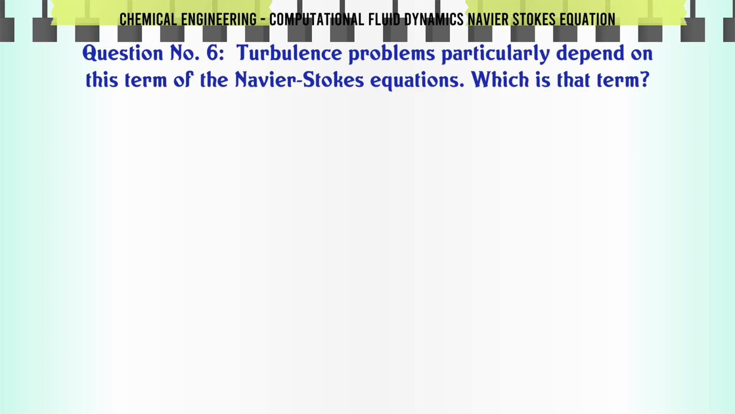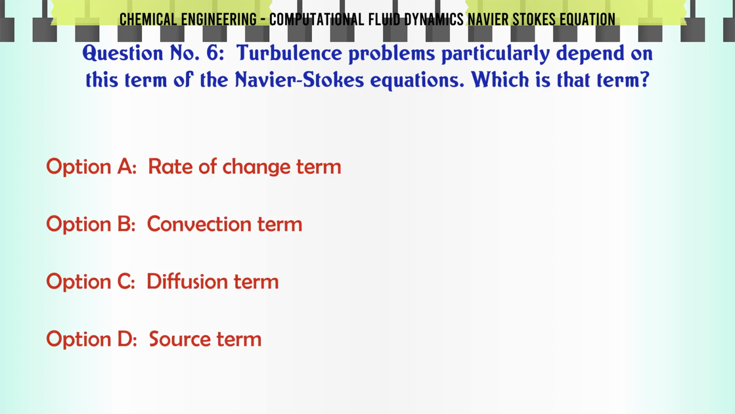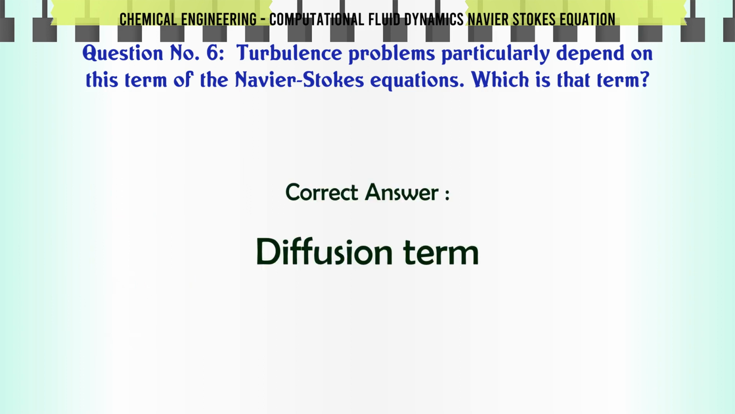Turbulence problems particularly depend on this term of the Navier Stokes equations. Which is that term? A: Rate of change term. B: Convection term. C: Diffusion term. D: Source term. The correct answer is diffusion term.